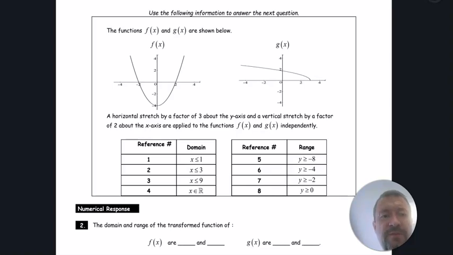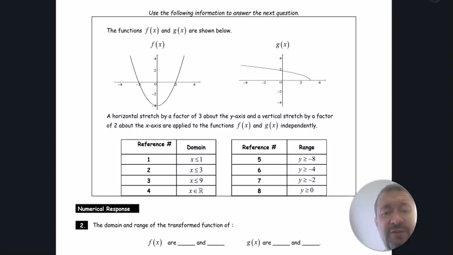All right, hi everybody. So in this question, we read that the functions f of x and g of x are shown below, and you can see them there. So f of x looks like a parabola, and g of x looks like a radical function that's been reflected. A horizontal stretch by a factor of 3 about the y-axis and a vertical stretch by a factor of 2 about the x-axis are applied to the functions f of x and g of x independently. The domain and range of the transformed functions are, okay, so here we go.